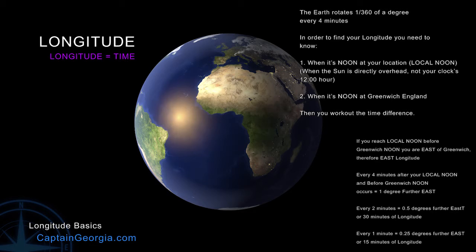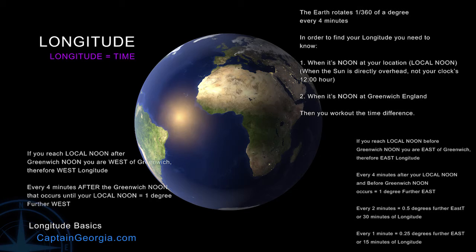If you reach local noon before Greenwich noon, you're east of Greenwich. Therefore, east longitude. If our local noon is after Greenwich, so we see the Greenwich UTC clock hit noon, and then our noon comes 2 hours later, we know we're west of Greenwich.